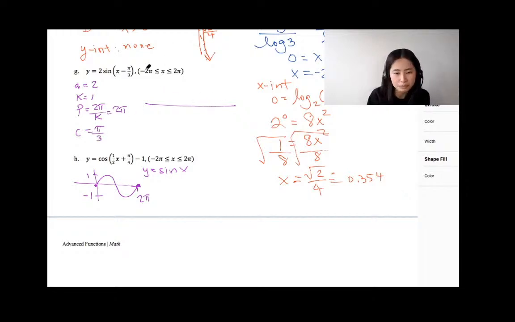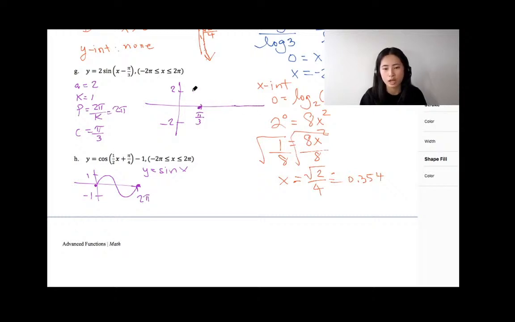So let's draw that. And also, because your amplitude is 2, that means you have 2 and negative 2 as opposed to 1, right? So it has to go up until 2 and down until negative 2. Because we're translating to the right, x is equal to pi over 3, so we're starting at pi over 3. Okay, that's where pi over 3 is.